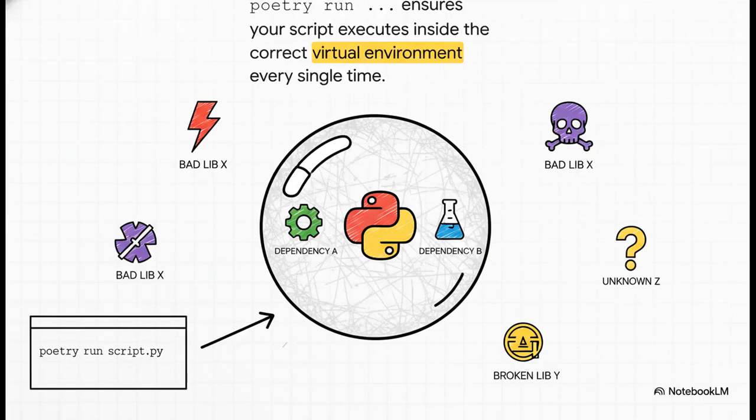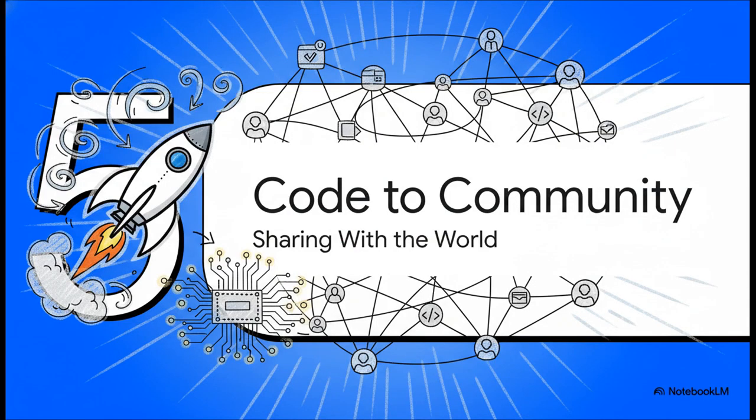Okay, so you've written some code, now you need to run it. Instead of just typing python, you add one little phrase at the beginning, poetry run. And that is so important. It tells Poetry, hey, make sure you run this script inside the special environment you made just for this project. This guarantees it has access to the exact versions of the libraries it needs to work correctly. It's foolproof.